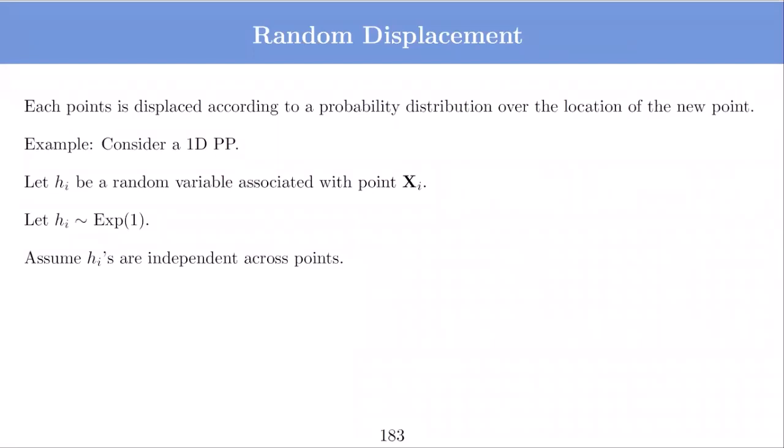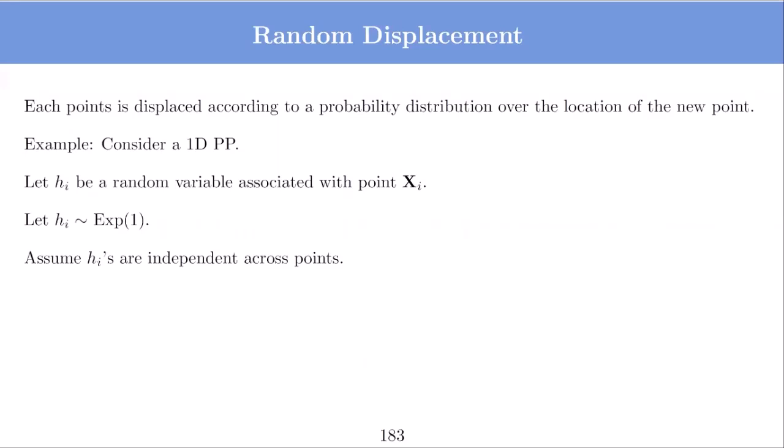So now we will talk about random displacement. In random displacement, each point is displaced according to some probability law. So we can have some function which defines the probability that x is moved to y. So basically it means that we are not displacing each point by a deterministic value. It has some distribution where it can go.